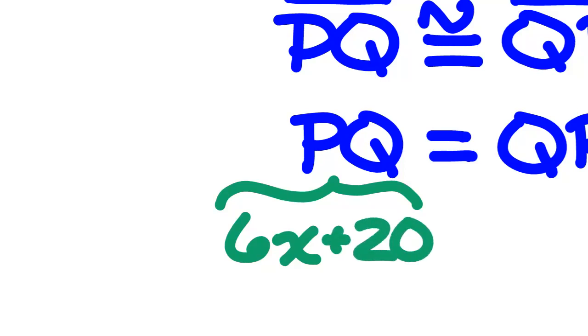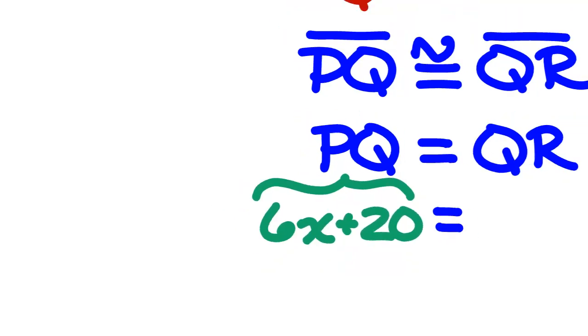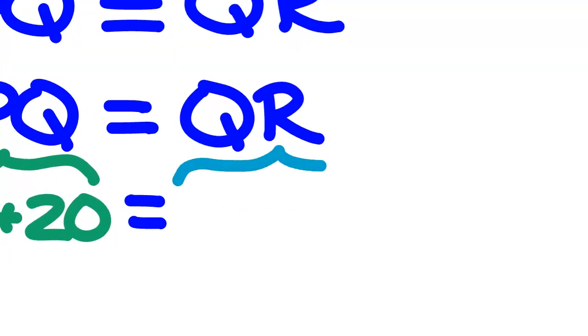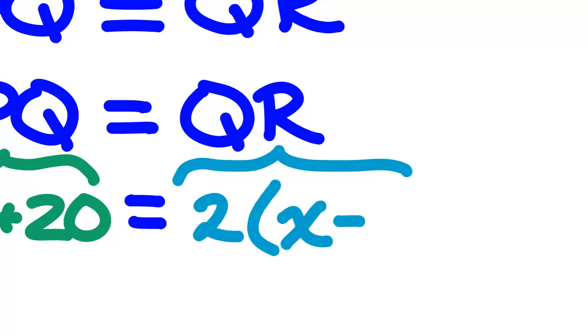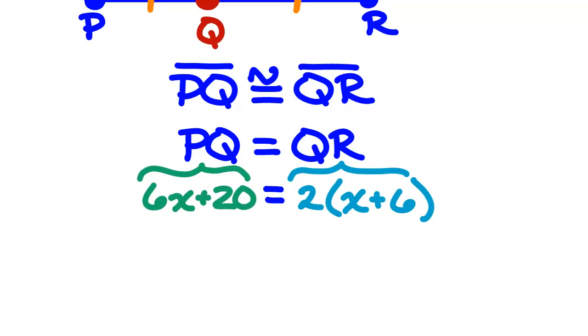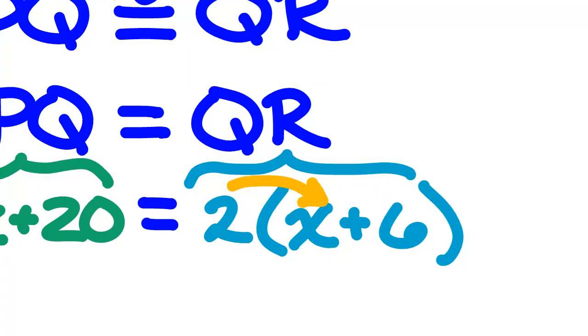6x plus 20. Bring down my equal sign here. How big is QR? 2 times x plus 6. And now we have an algebra problem that we're going to solve. First thing I notice about this algebra problem is that we've got parentheses here. What can I do with this 2 out in front to get rid of those parentheses? Multiply, distribute. We're going to use the distributive property, which is multiplication.